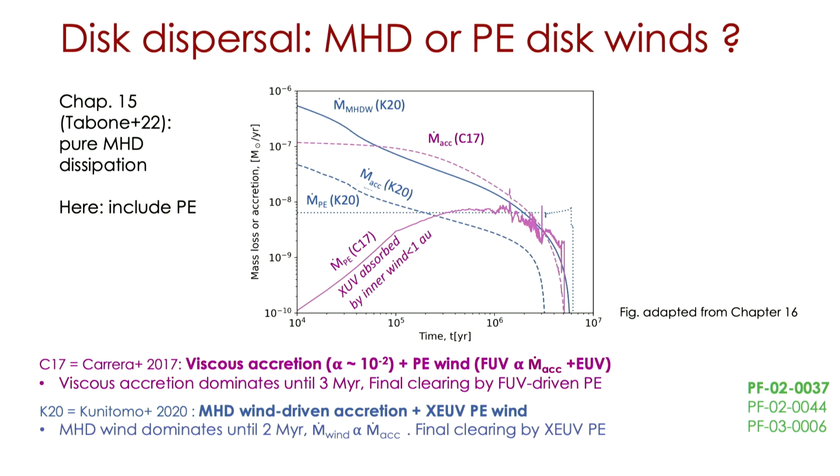This one is the classical scenario of pure viscous accretion and photoevaporation, but it takes into account the variation of accretion rate changing the far UV flux, and it also takes into account the effect of absorption by the inner wind. And so you see this dramatic effect here that lowers the photoevaporative rate until relatively late stages. So you're dominated by mass removal by accretion until the late phases. And then finally, the final clearing is done by far UV-driven photoevaporation.